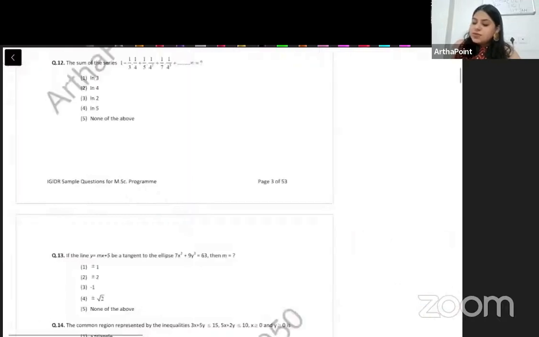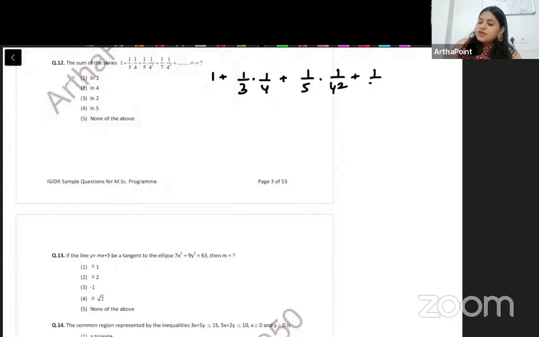Okay. The sum of the series 1 plus 1 by 3 into 1 by 4 plus 1 by 5 into 1 by 4 square plus 1 by 7 into 1 by 4 cube and so on is. I am not going to solve it for you; I am going to tell you the trick to solve this question. If I make this as 1 upon 4 to the power 0, anything to the power 0 is 1.